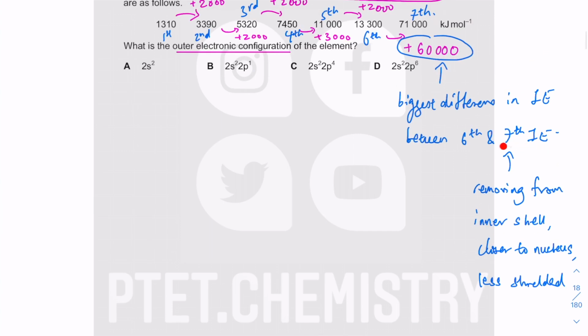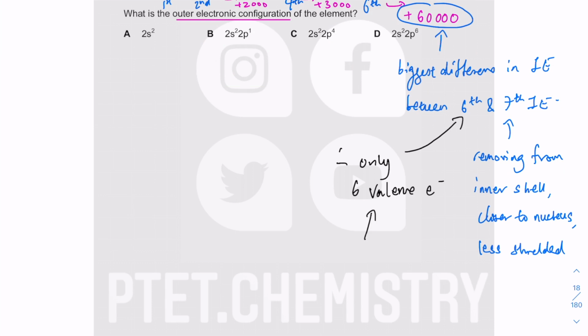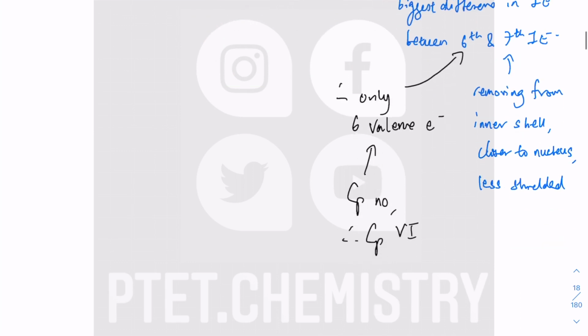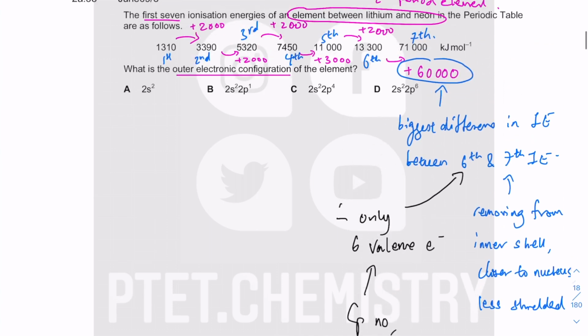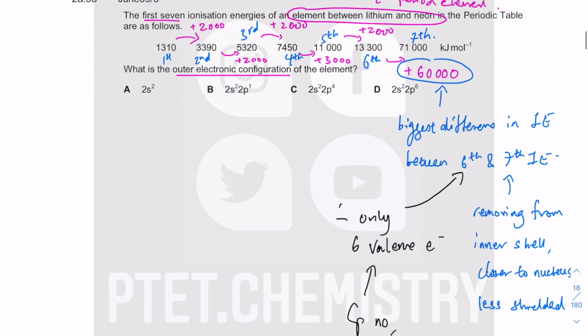It takes a lot more energy to remove the 7th one because there are only 6 valence electrons. And you know that the number of valence electrons depends on your group number. So in the Roman numeral sense, this will be group 6. But in your A-level periodic table, they give you Arabic numerals, so group 16. But group 6 or group 16, they're going to have 6 valence electrons.